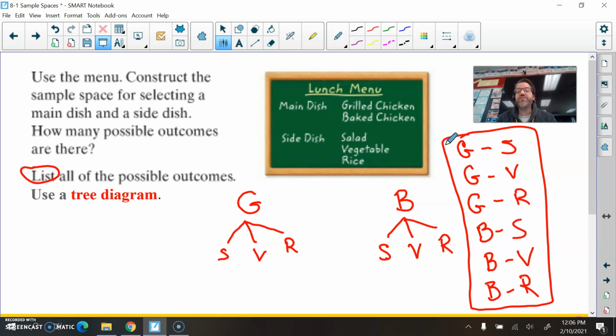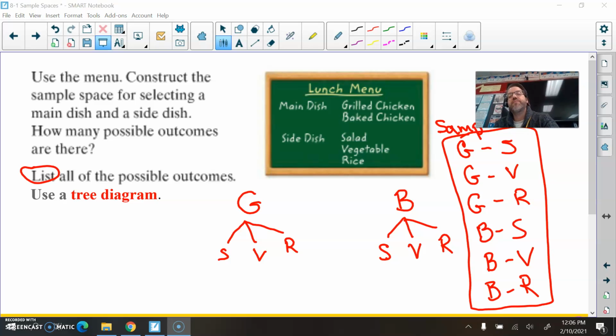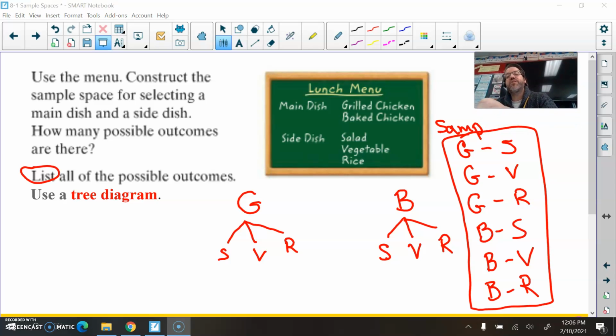Okay, so you could call this your sample space. These are all the possible outcomes for this example. All right, so here's your sample space, all 6 possible outcomes. I'll label this sample space. Better move my picture up a little bit. That's your sample space. And this over here is your tree diagram. Okay, I'll label it below it.